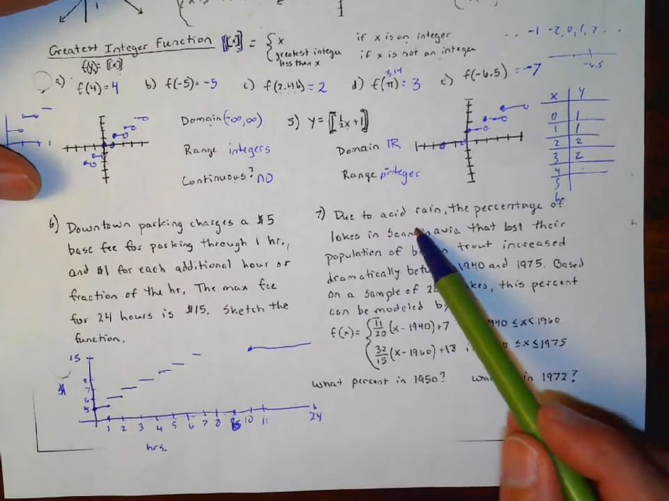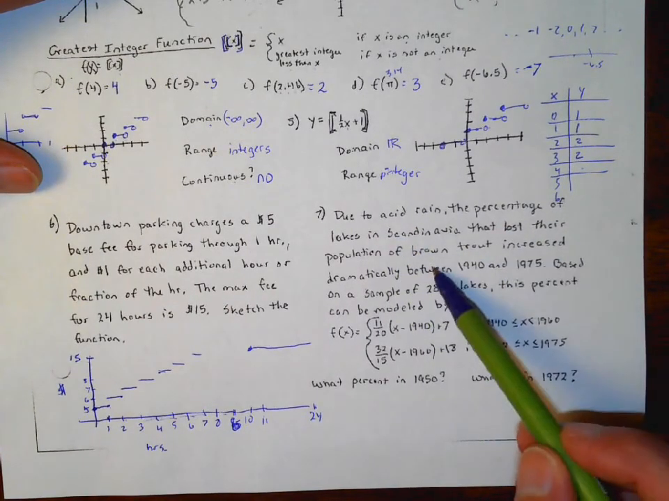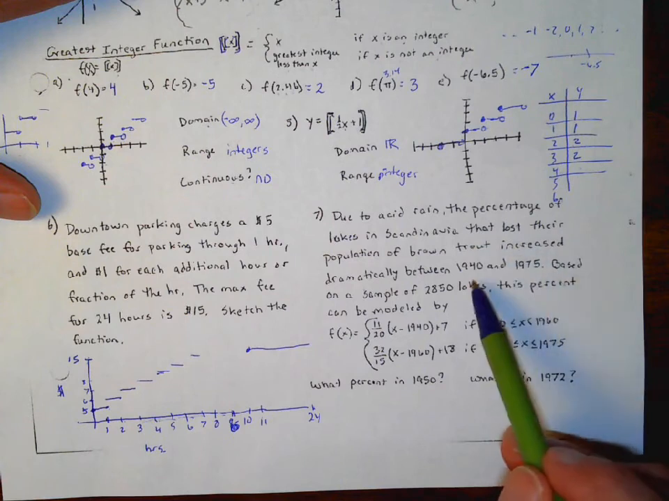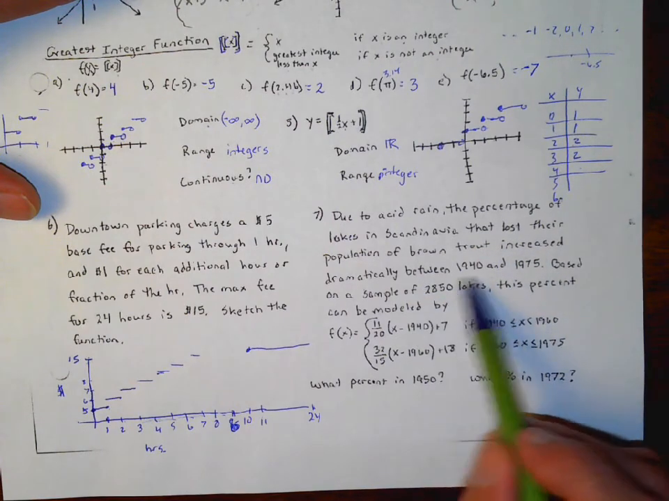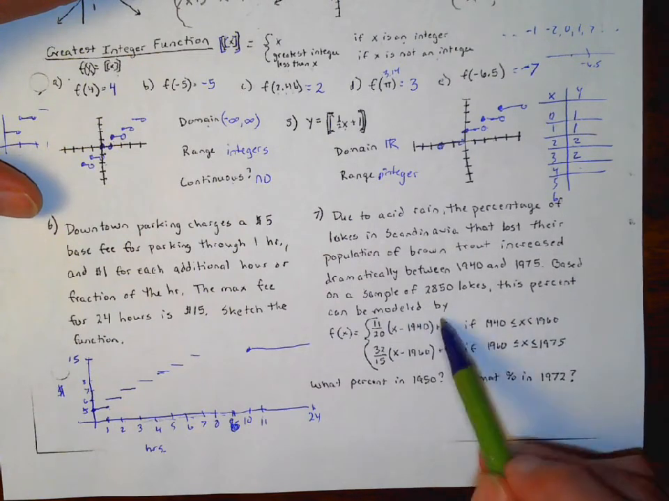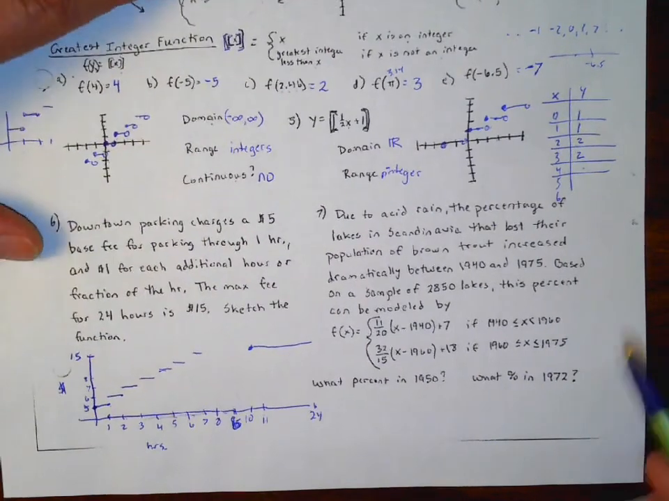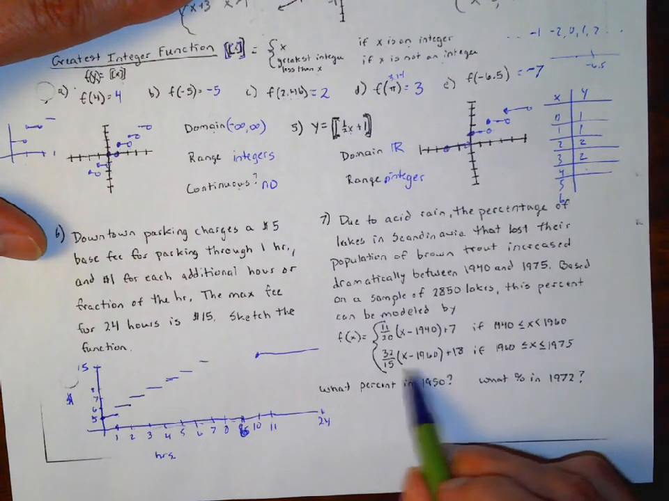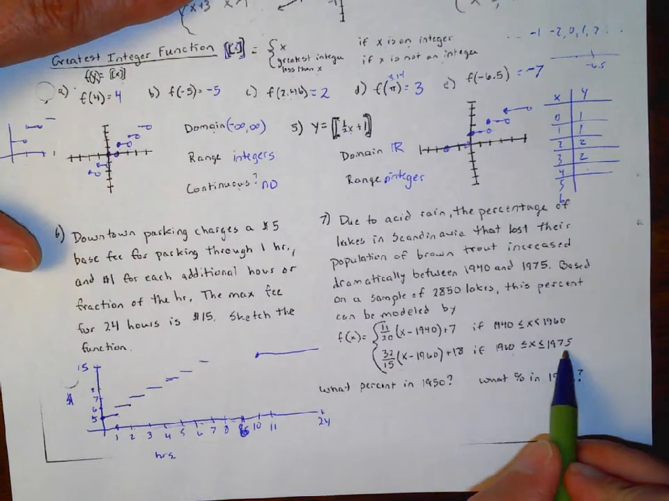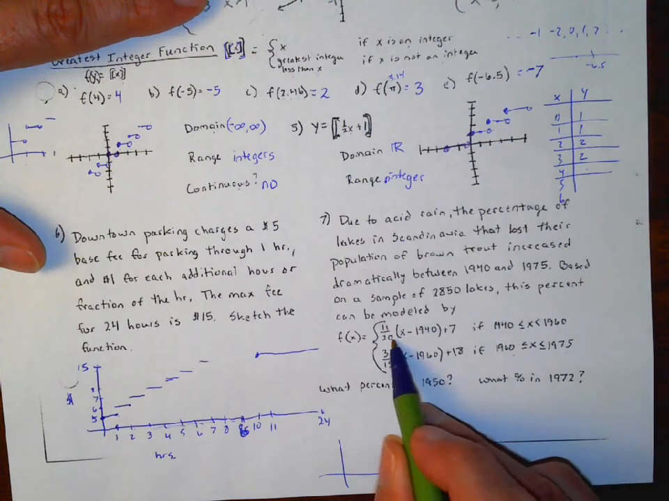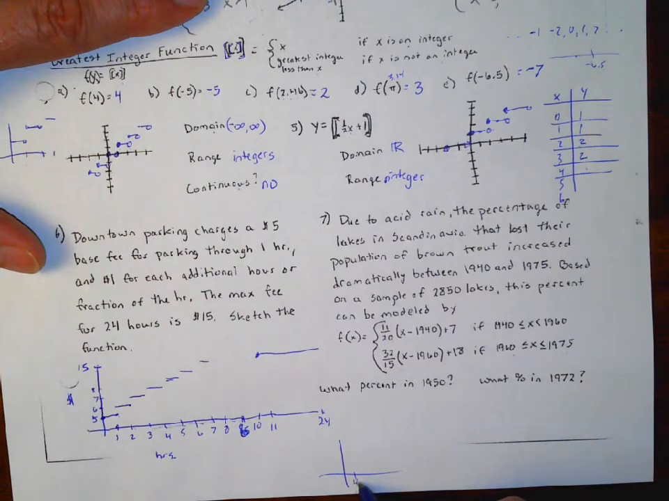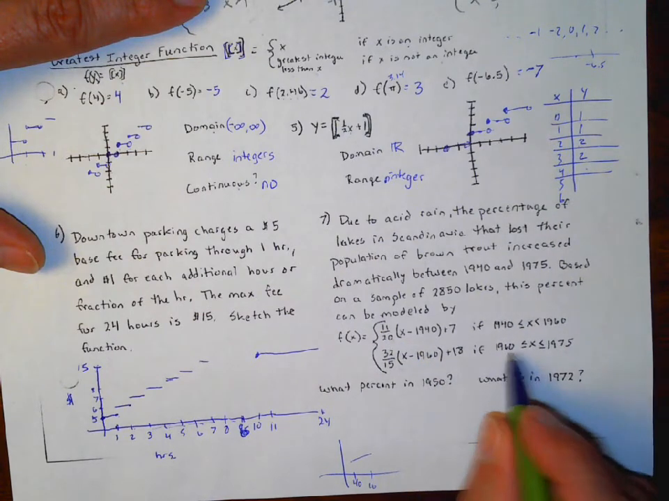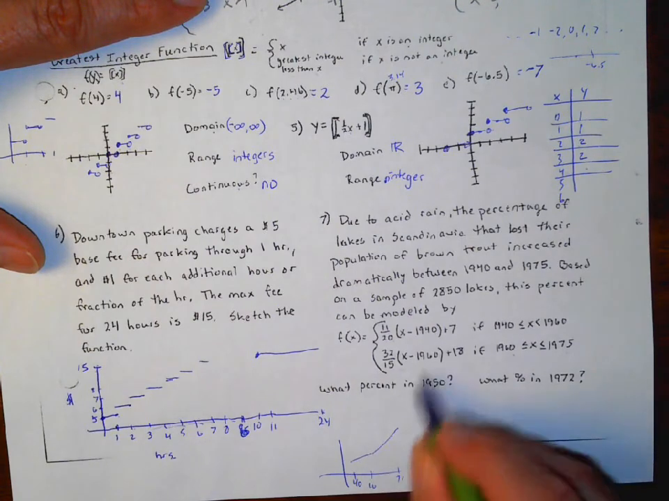Next one, due to acid rain, the percentage of lakes in Scandinavia have lost their population of brown trout. Based on the sample, this is the model for the brown trout in Scandinavia. So we're going to use this model for 1940 to 1960, and we're going to use this model for 1960 to 1975. So what they're noticing is it has a certain model between 1940 and 1960, a certain percentage of increase, not as much though. And then from 1960 to 1975, they saw a different increase, a different formula take up.